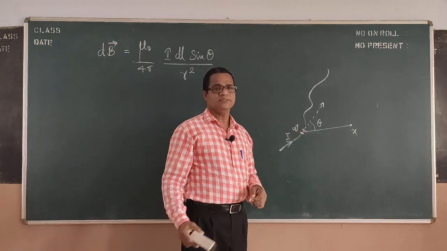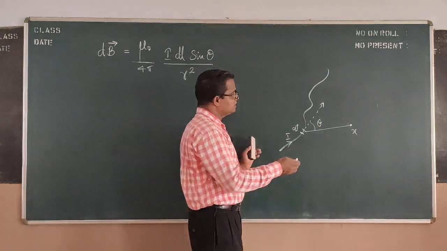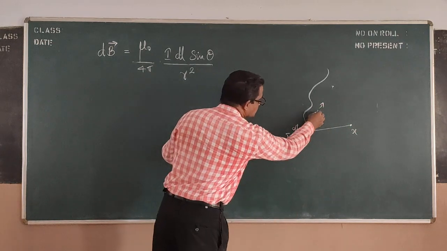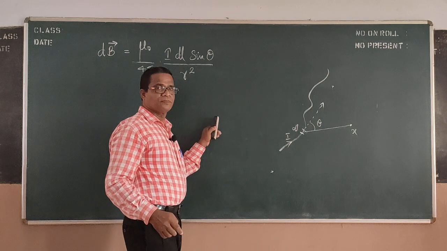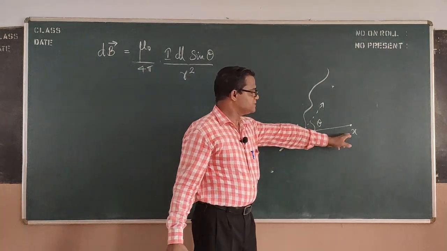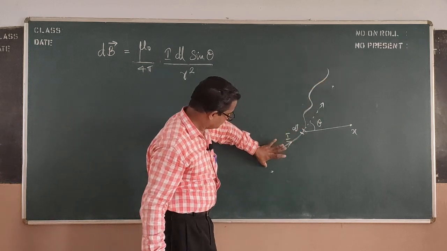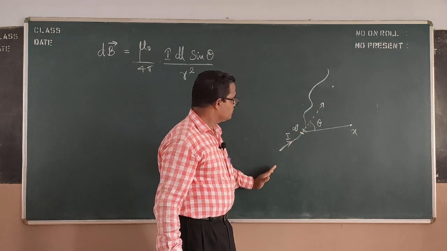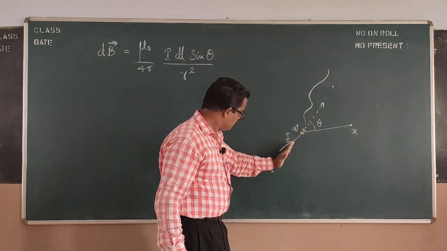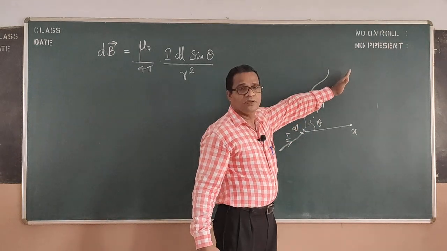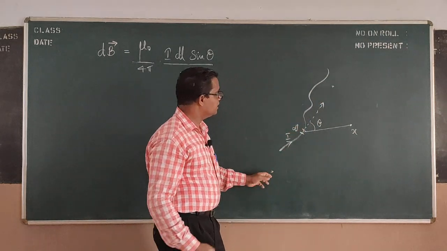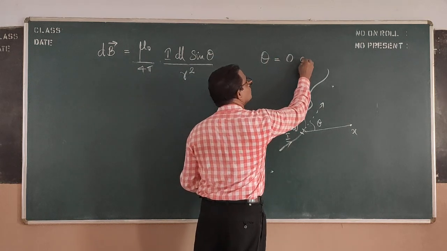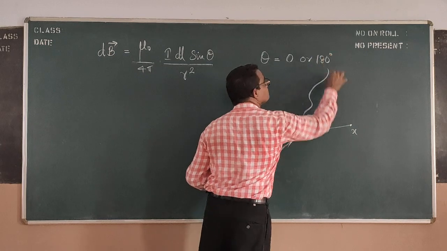Now here in this case, suppose we consider the point x lies somewhere here or somewhere here. I mean, it is falling on the line that is passing through the length element dl, the direction of flow of current. If the point lies here or here, the value of theta is found to be either 0 or 180 degrees.